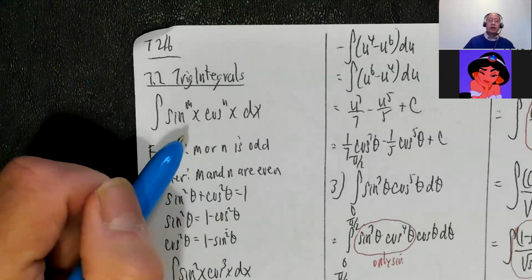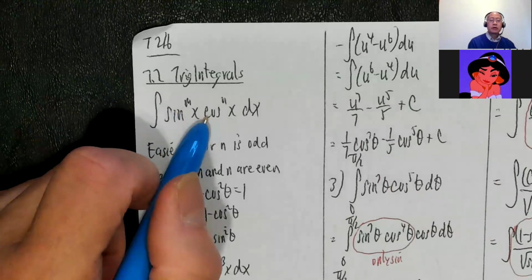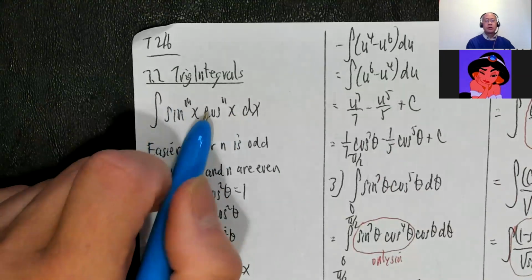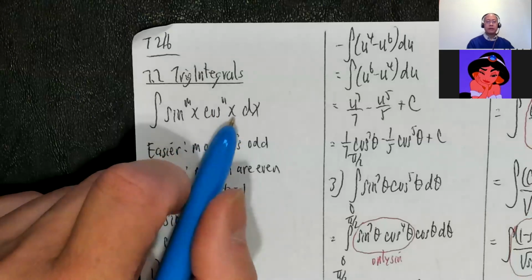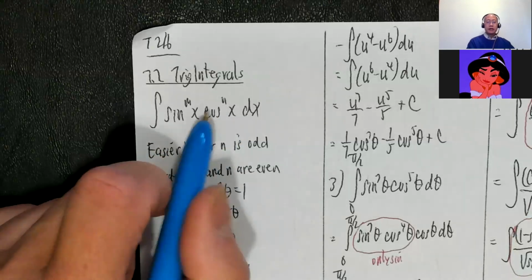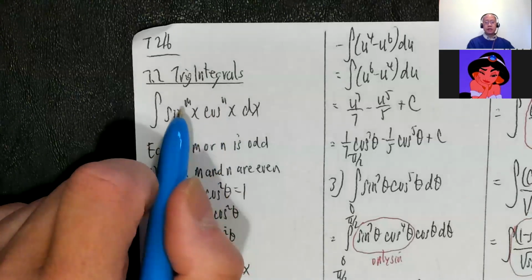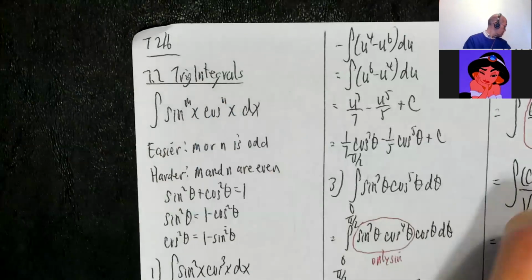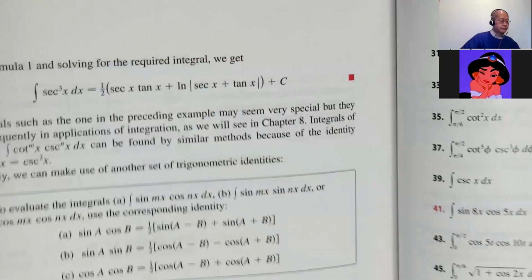So the first kind of trig integral we're gonna tackle is sine to some exponent, cosine to some exponent, dx. Like sine to the fourth, cosine squared, or sine to the fifth, cosine to the seventh. How do I tackle that? And by the way, either one of these could be missing. So in other words, it could have only cosine to something, or only sine to something. Like the first example that we gave was sort of like that, wasn't it?